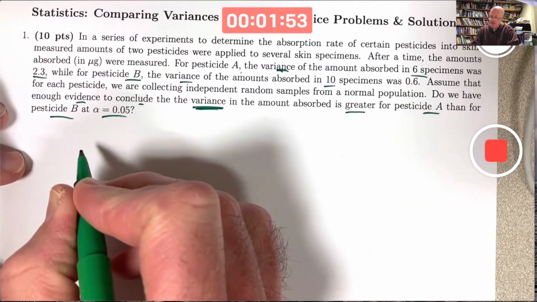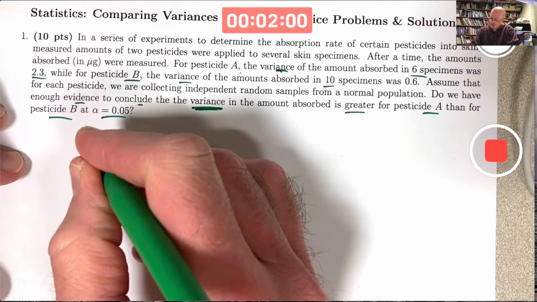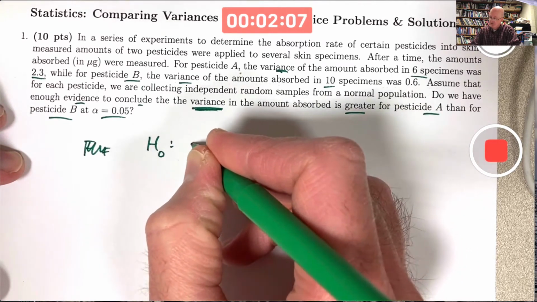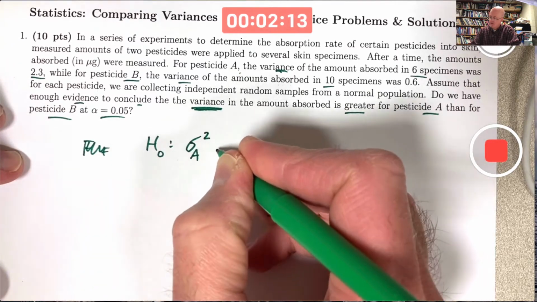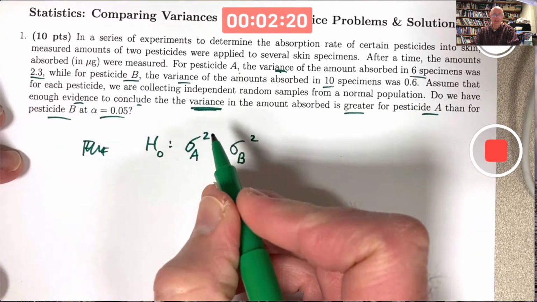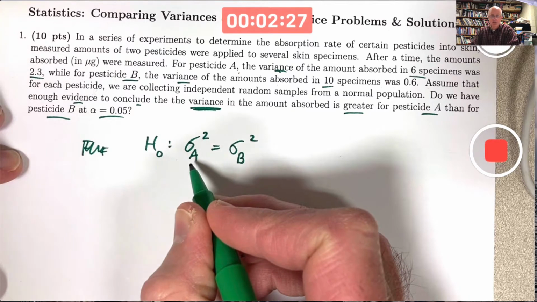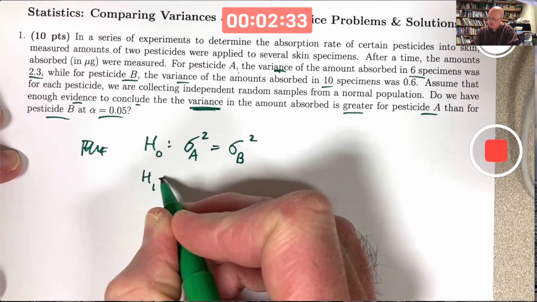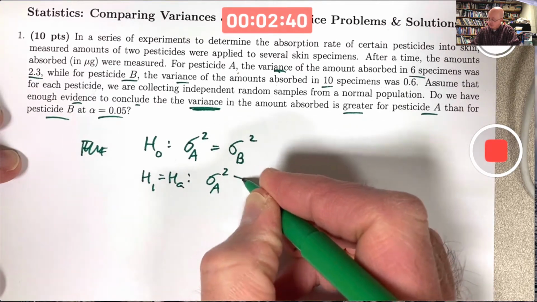All right, so the relevant statistic to use is called the F statistic. It is the ratio. If you're setting up the test, we should set up the test first. The null hypothesis would be that these variances are equal, the population variances. For pesticide A, we could call the population variance sigma sub A squared. And for pesticide B, we could call the population variance sigma sub B squared. And we are wondering, is pesticide A absorbed more than pesticide B, or is the variance bigger? So we're wondering, is sigma sub A squared bigger than sigma sub B squared? That would be our alternative hypothesis, which sometimes I call H1 and sometimes we call HA. Is sigma sub A squared greater than sigma sub B squared?